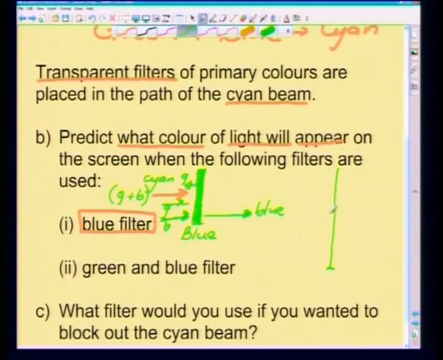In other words, what are we going to see on the screen there? The color that we're going to see on the screen is blue. So we're going to see a blue color on that screen. Okay? Blue goes through. That's what is going to happen.